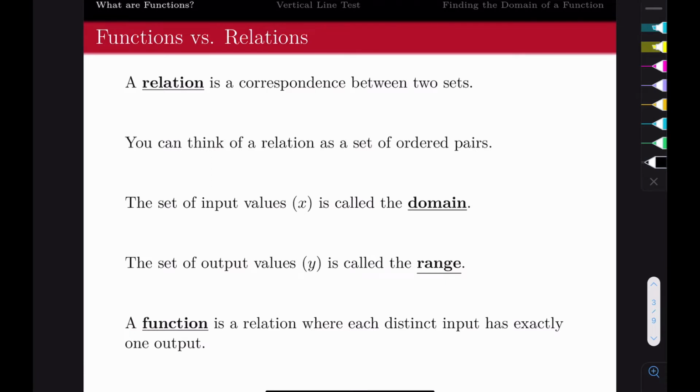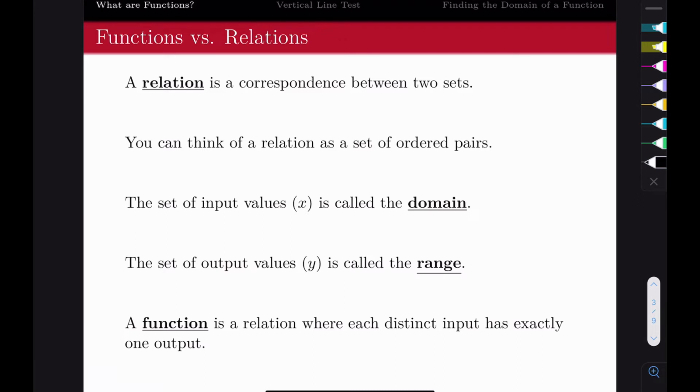And really think of it just like a relationship. It's some kind of connection between things. So a relation, the best way you can think about it is a correspondence between two sets. So you can think of it like a set of ordered pairs. No matter what picture is given to you, whether it's a table, whether it's kind of a flow chart, whether it's a graph, you can always create a set of ordered pairs with x values and their corresponding y values.